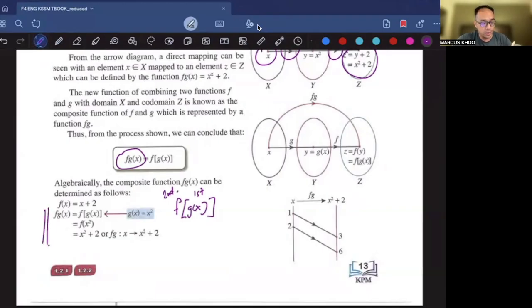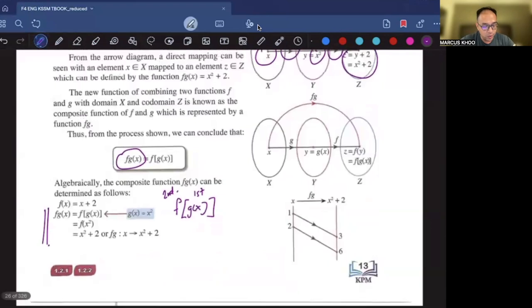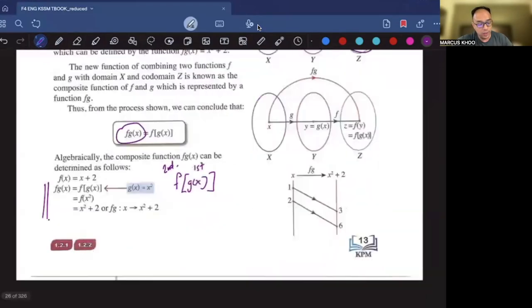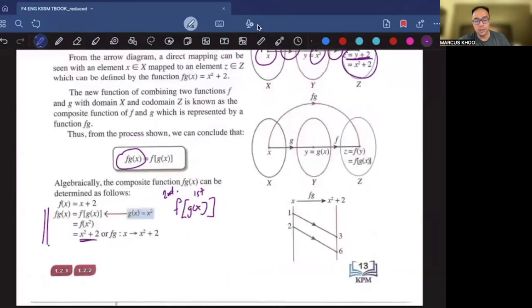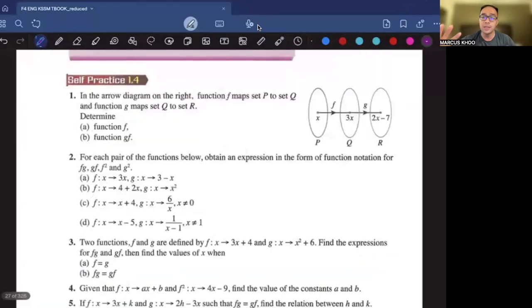As you can see, in fg(x), the g(x) over here is x squared because the original g function is x squared. So we put the x squared over here, and then we put it into the function y plus 2. Then we have x squared plus 2. But I think the most important part of this is to understand how this function works. Think of it in terms of the mapping. I always find that when we look at the mapping, it actually helps us a lot.